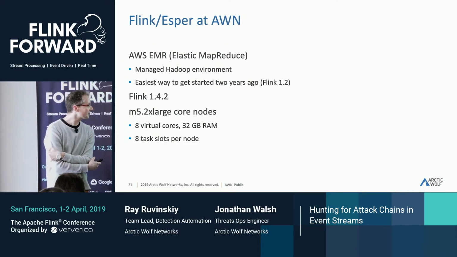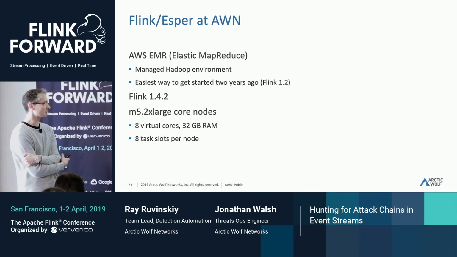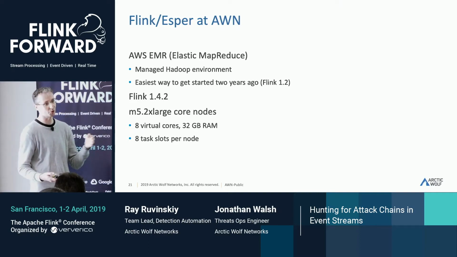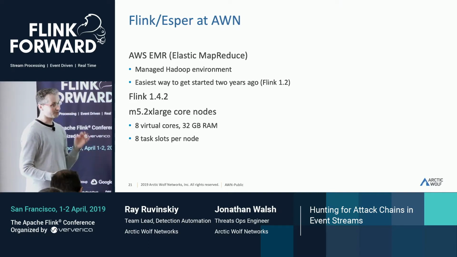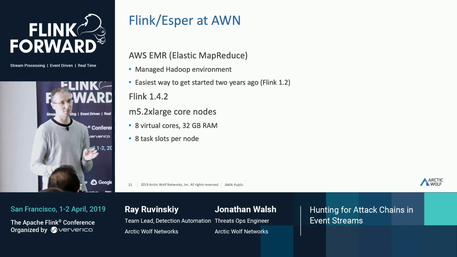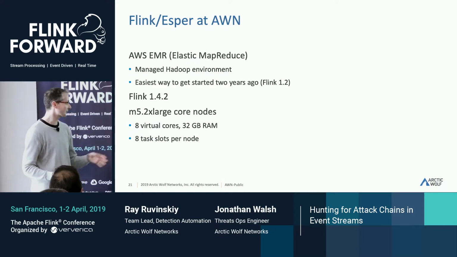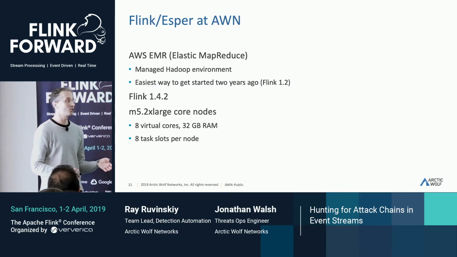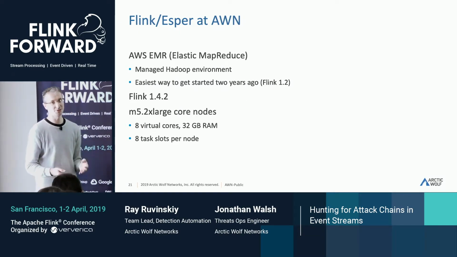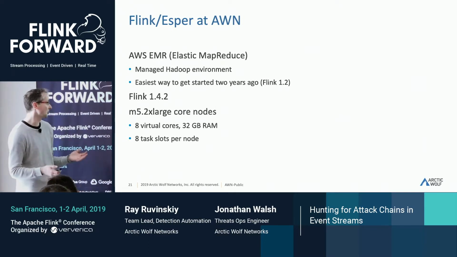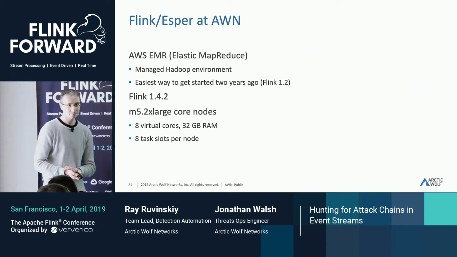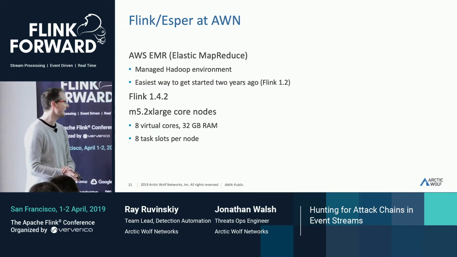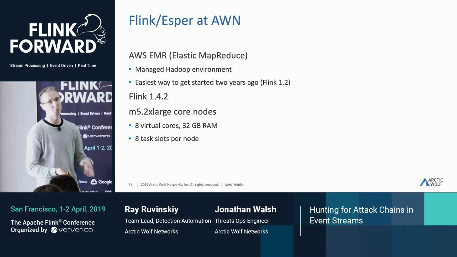We currently still run Flink 1.4.2, which is not the latest version by any stretch. The Flink version is determined by the version of EMR we ask for, and we're not on the latest version of EMR necessarily either. We've had some issues achieving stability when testing out upgrades, so for now, this is where we are. In our cluster, we use M5 2xlarge nodes, and this is meaningful to you if you're familiar with AWS. If you're not, it's 8 virtual cores, 32 gigs of RAM, and because of that, we assign 8 task slots to every task manager and 1 task manager per node.